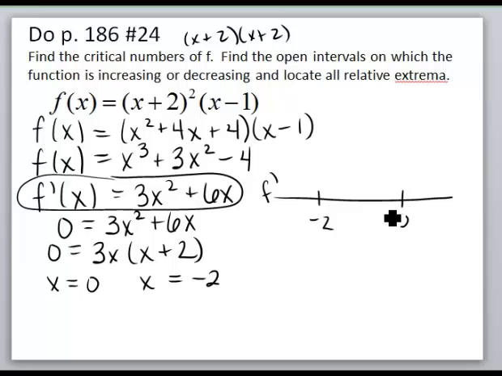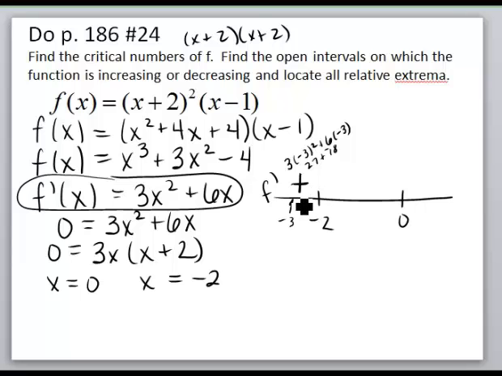What's going on before it hits negative 2? Is it positive or is it negative? So if I try negative 3, and I put negative 3 in there, I'll have 3 times negative 3 squared plus 6 times negative 3. Well, that is 27 plus negative 18. That's a positive value, so I know that all the slopes of the tangent lines of the curve are positive here.